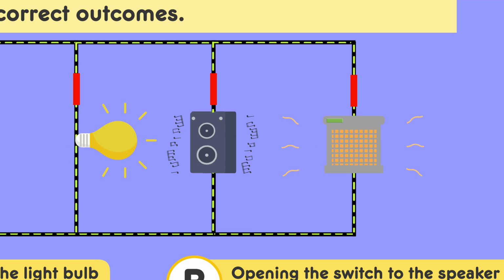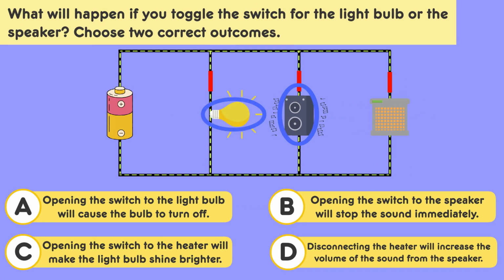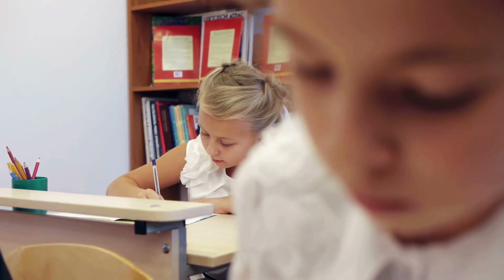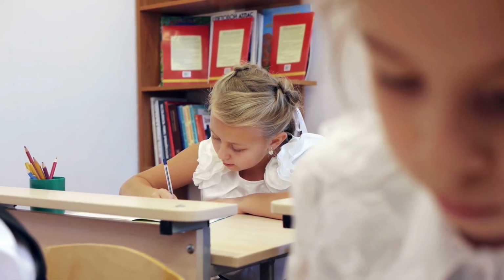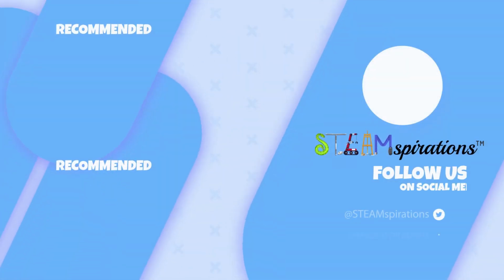As we wrap up today's session, reflect on how each component's operation impacts others in the circuit. So go ahead and write down your observations and prepare to discuss how and why the outcomes occurred based on your manipulations in your level up workbooks.